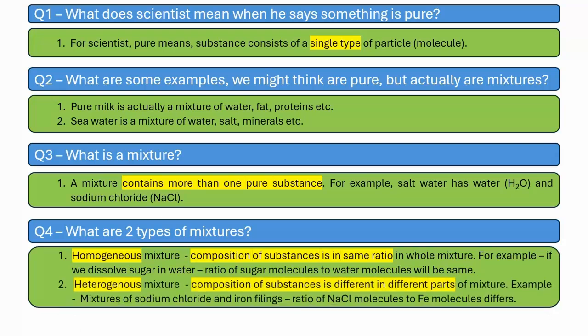Heterogeneous mixture, on the other hand, is a mixture that is not uniform. The composition of substances will be in different amounts in different parts. If you mix sodium chloride and crushed iron filings, some iron filings may have more salt on them, some might have less salt on them. So the mixture is not uniform, it is heterogeneous. Somewhere there might be more sodium chloride and less iron, some other place there may be more iron and less sodium chloride, and so on and so forth.